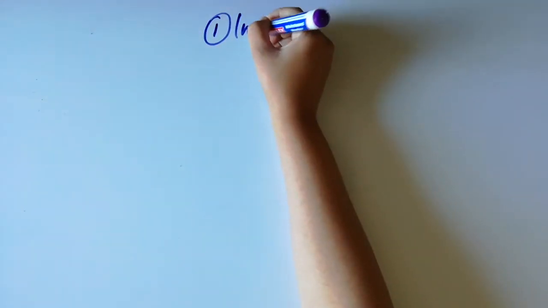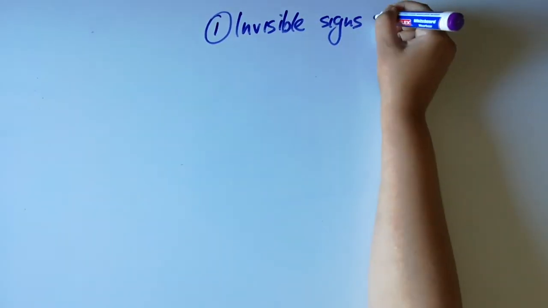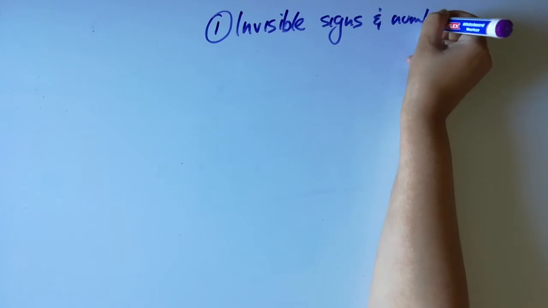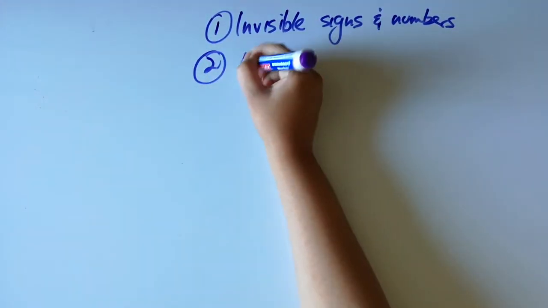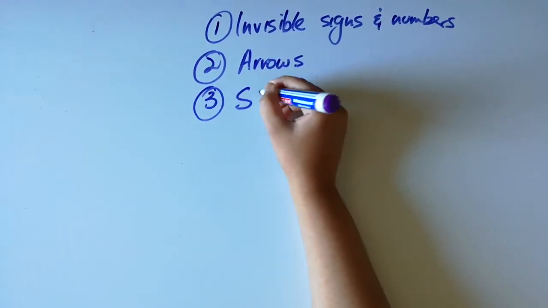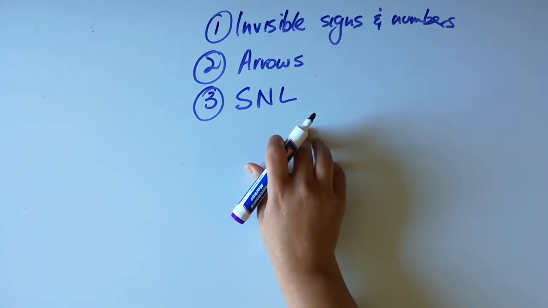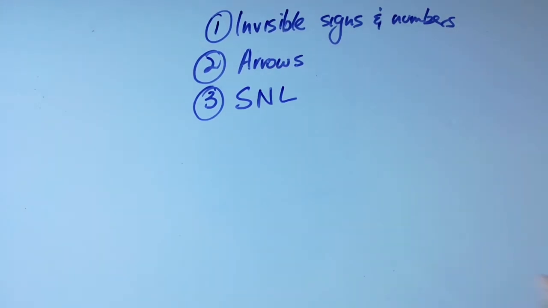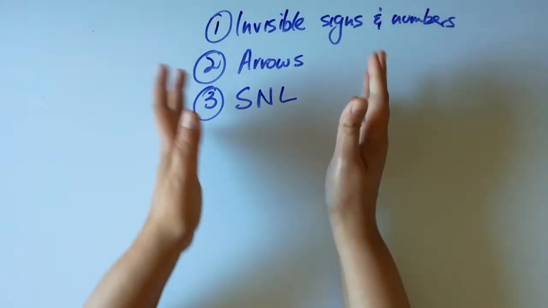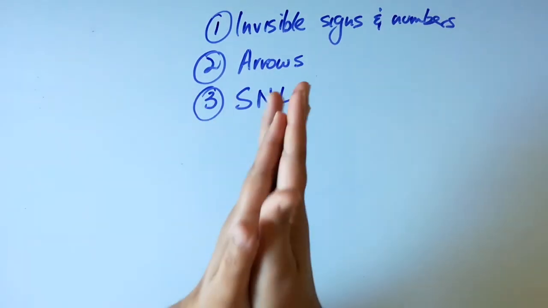When I'm multiplying expressions, my first step is invisible signs and numbers. Step 2, arrows. And step 3, SNL, sign, number, letter. Remember, if you don't get it right the first time, try again until you get it right.